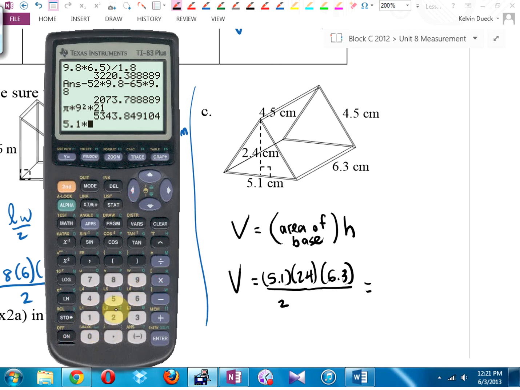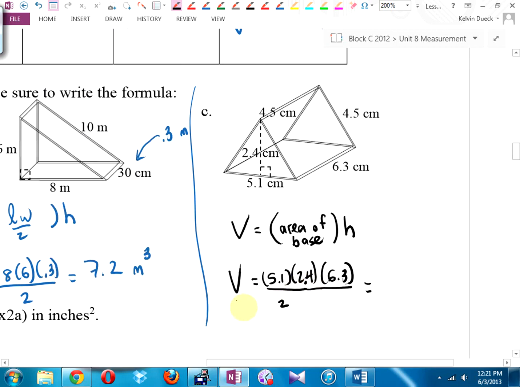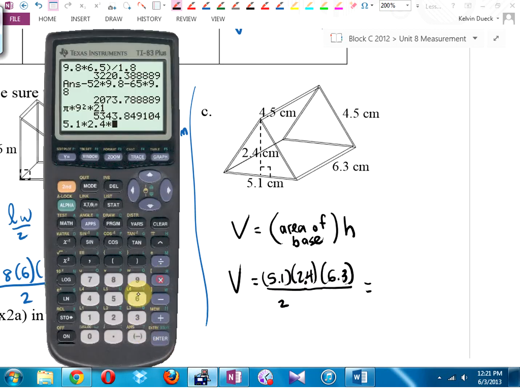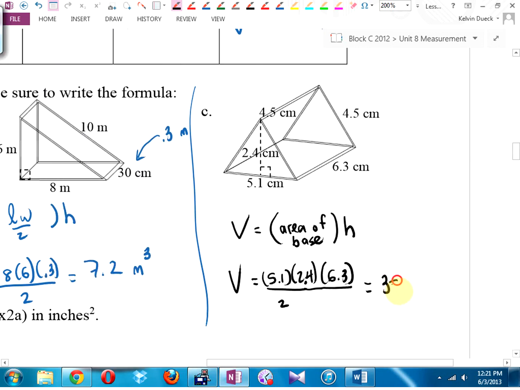0.1 times 2.4, the decimal didn't show up in my work, there we go, times 6.3 divided by 2, 38.556. I'll go 38.6. Is that right? Units. Centimeters cubed. Volume is cubed.